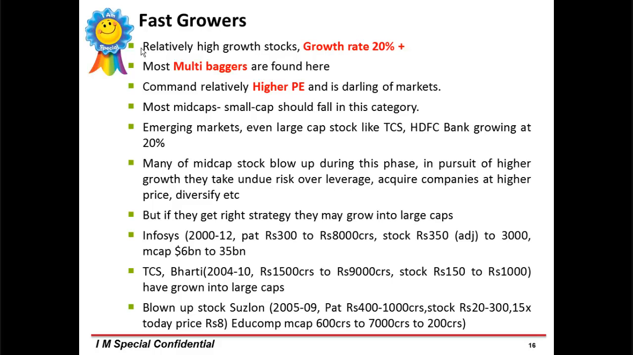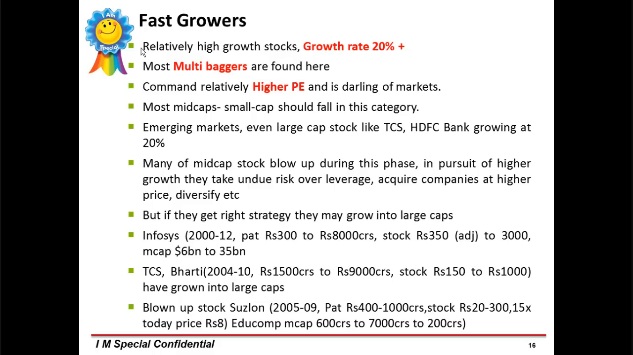But we have exceptions to this rule also. Stocks which are fast growers but which are not managed properly can blow up also. We have the example of Suzlon. Suzlon from 2005 to 2009 profit has grown from 400 crores to 1000 crores. The stock has grown from 20 rupees to 300 rupees, almost 15 times. But look at the stock price today, it is I think close to 8 rupees. So if you take one wrong move, it can backfire.